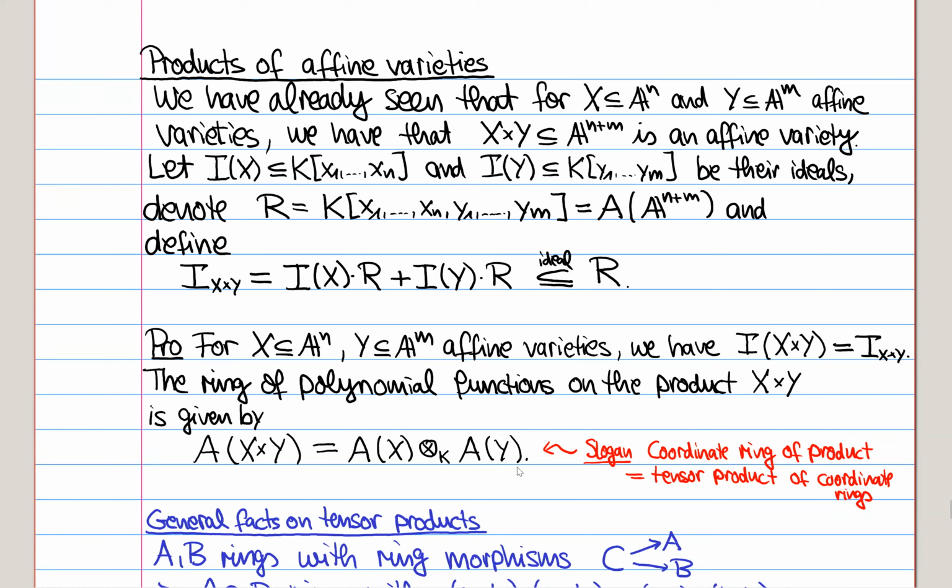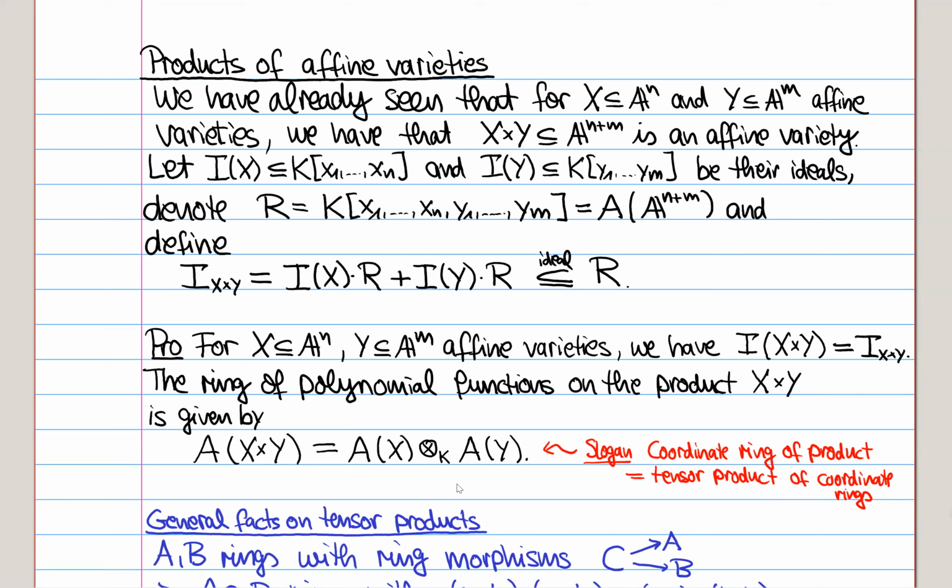We're going to recall this here in a second, but this tells you, if you want to remember just one slogan from this video, that the coordinate ring of a product is the tensor product of the coordinate rings. And that's a really interesting and useful identification of the tensor product. In general, the tensor product is a very important construction in commutative algebra, and this here gives you one interpretation.